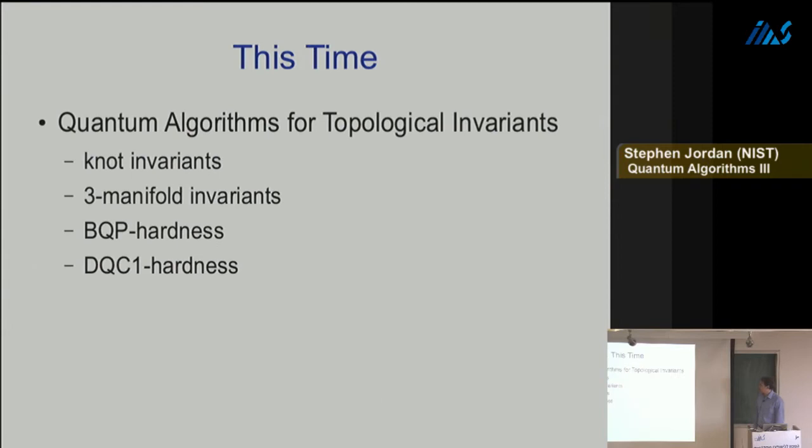So what will we do today? Today I'm going to look at a different class of quantum algorithms. And these are for estimating topological invariants, such as invariants of knots and invariants of three manifolds.